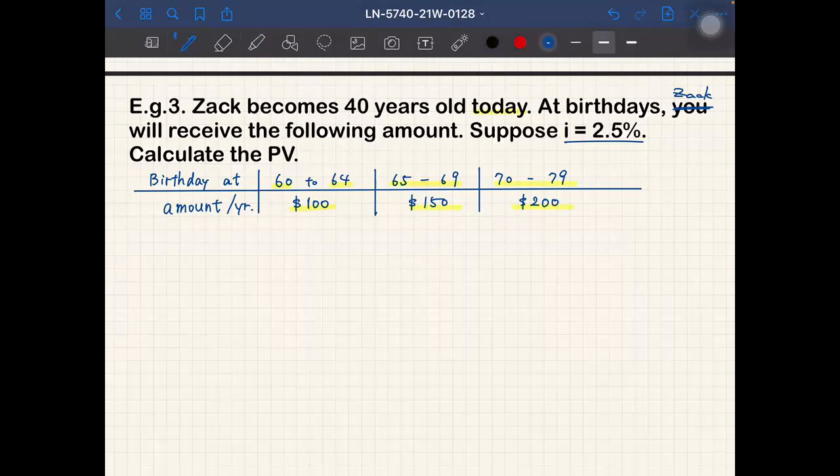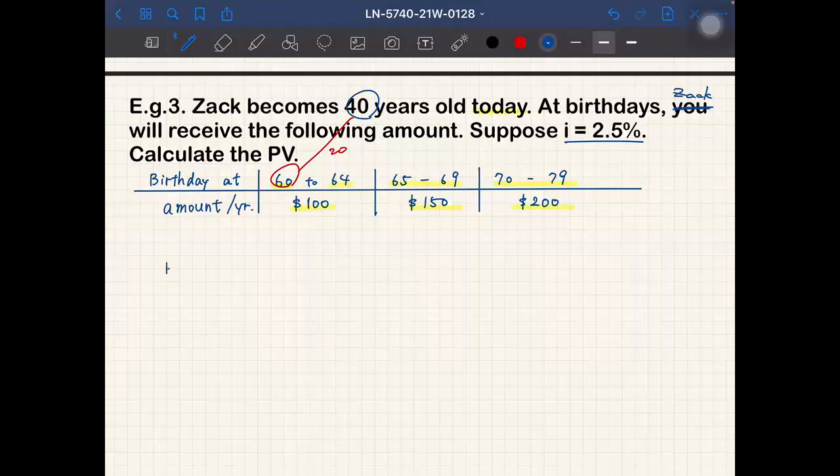So this is just the typical example of block payment. The only difference is that he is now 40 years old, and the first payment is at 60. So we have a difference of 20 years, or if you skip time 0, we skip 19 years. Okay, so we think about the time diagram of this annuity.